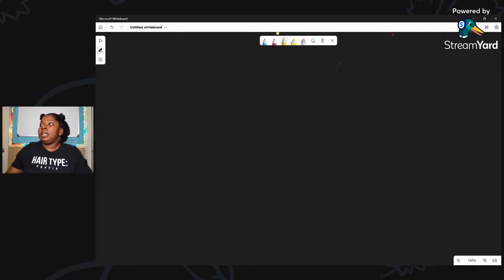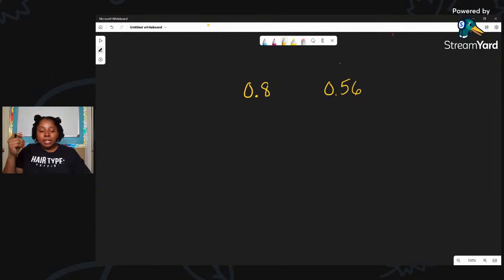Decimals, let's start with that one because that's going to be the easiest to do. So think about it like this. If I'm comparing 8/10 to 56/100, we're tempted to think that 56 is bigger, because I see 56 and I see 8, and we're tempted to say, oh yeah, 56 is bigger, definitely, hands down. However, we can't do that when we're comparing decimals.